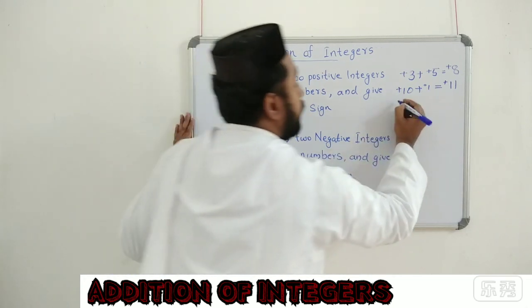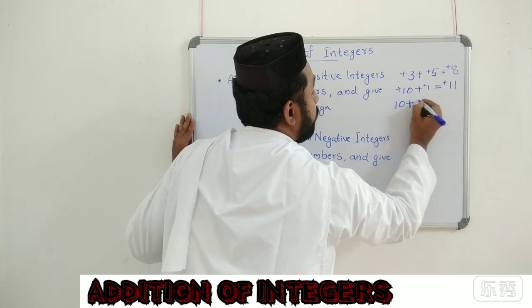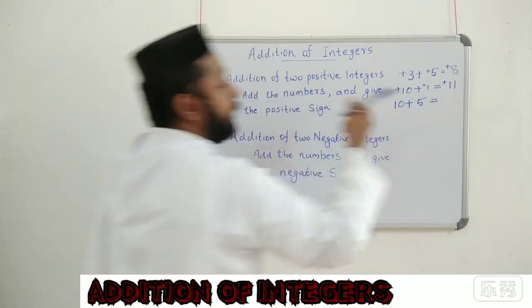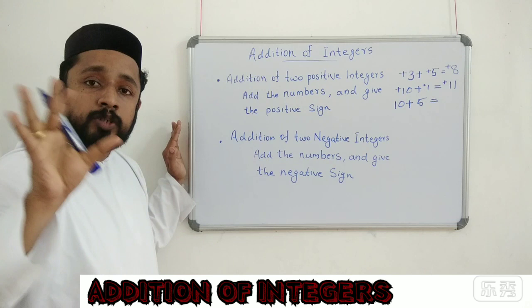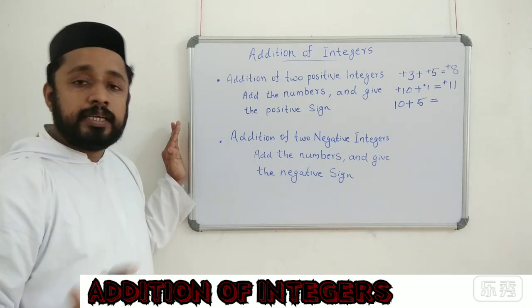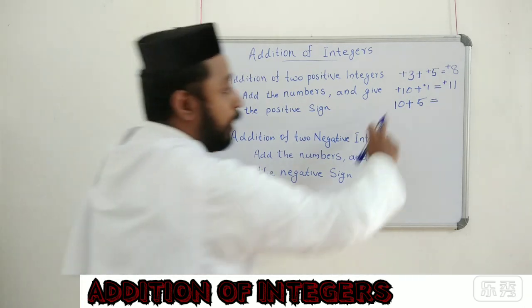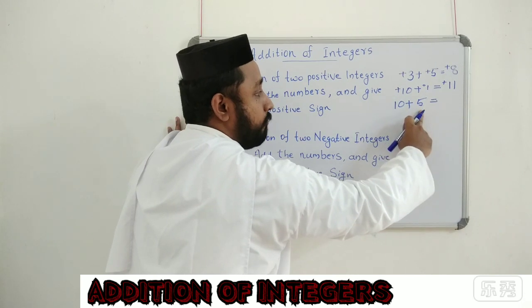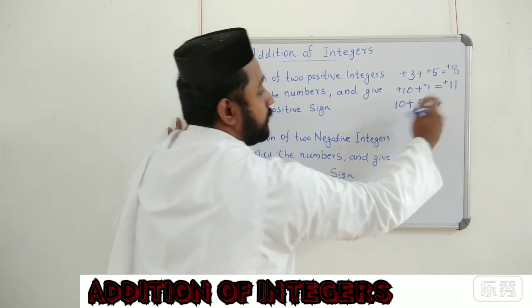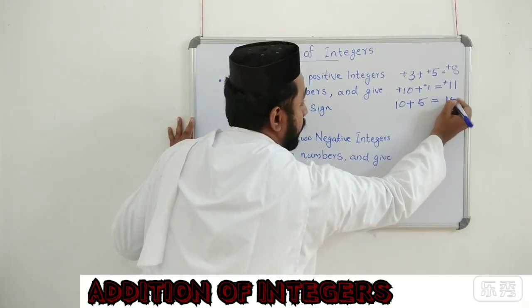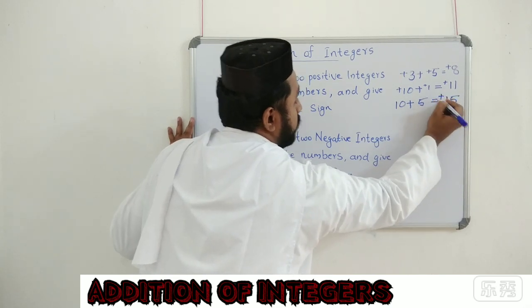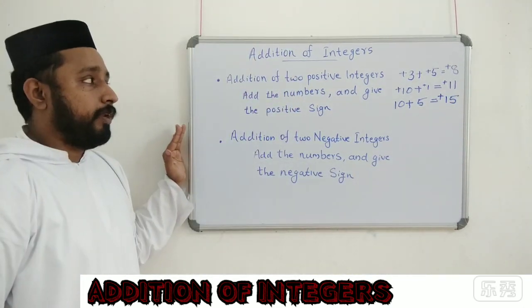Another example is 10 plus 5. You can see there is no sign. If there is no sign, it is understood that it is a positive number, which means positive 10 plus positive 5. Which means add 10 plus 5, which is 15. Put the positive sign, that is positive 15.